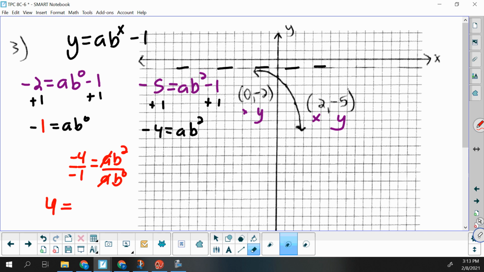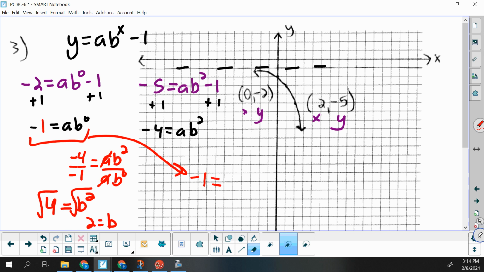b squared over b to the 0. Subtract your exponents, you get b squared. To undo a squared, we'll do a square root. So we'll get 2 is equal to b. Normally you'd have a plus minus in front of your radical, but you can't have a negative base in an exponential function. We had one that had a 0 in the exponent, so let's work with that one.